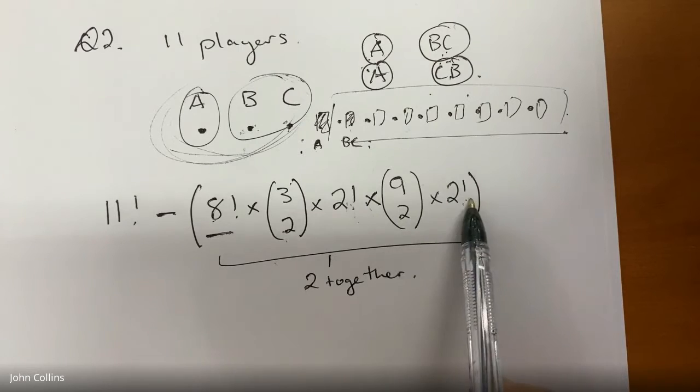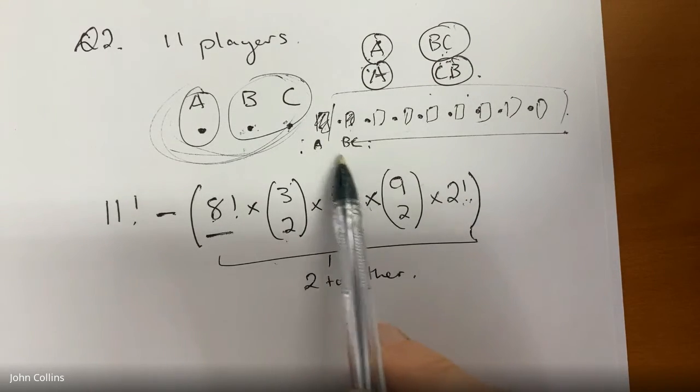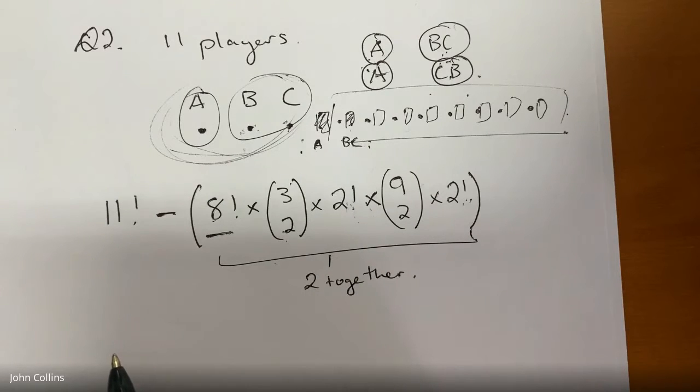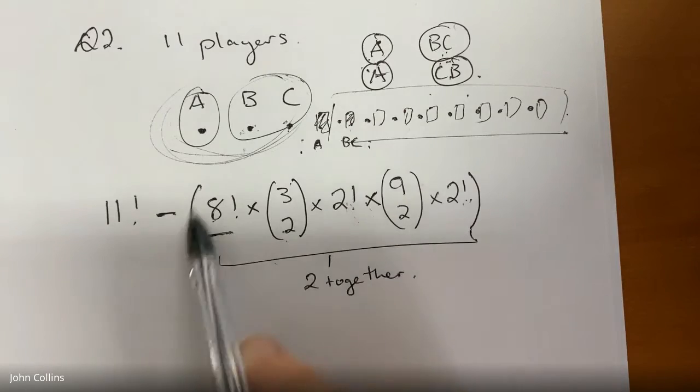So there's 9 slots, and then you're filling them up with 2. So that's also the same thing as 9P2. And then you do 2 different ways to make it. Order does matter, so P. So that's subtracting all that, and that's only the 2.